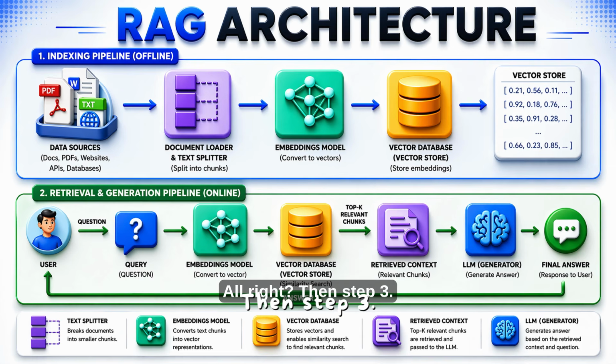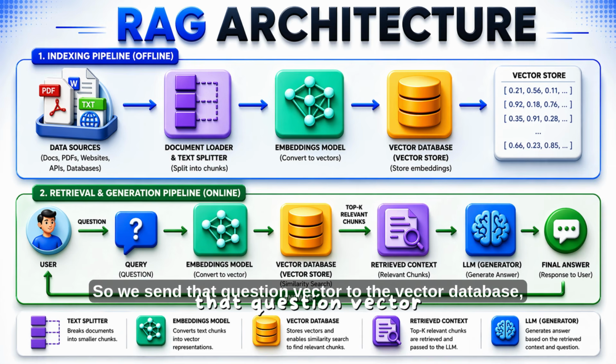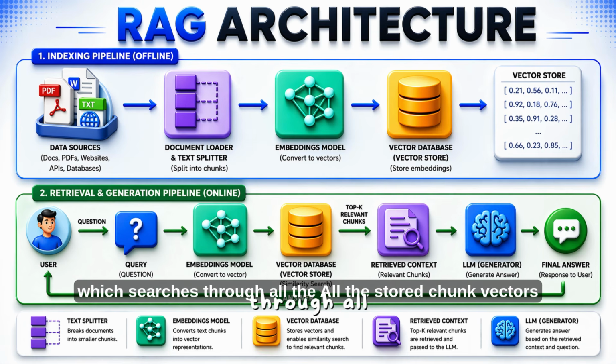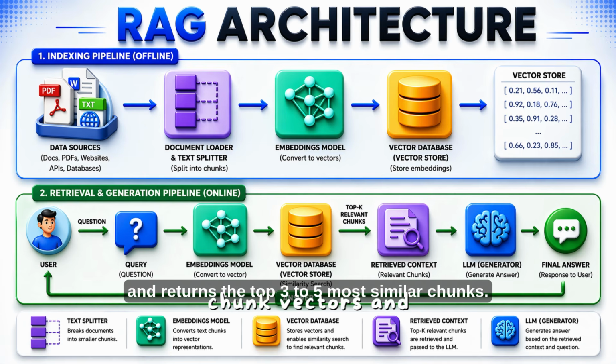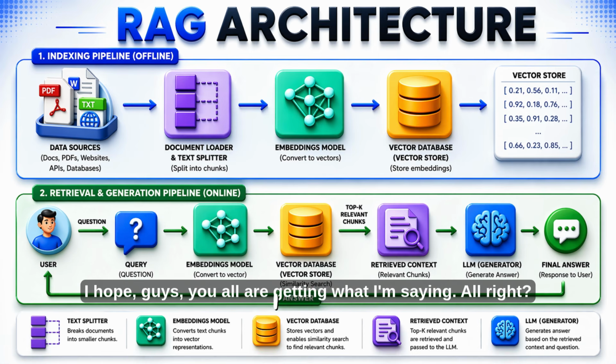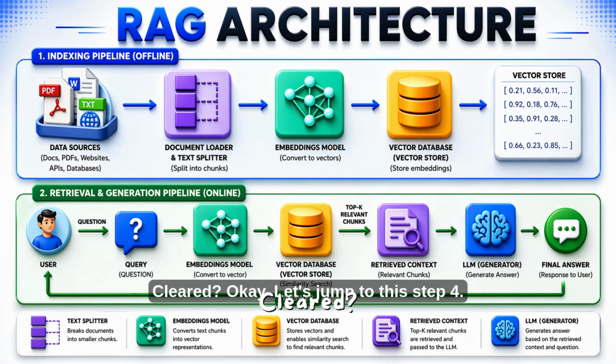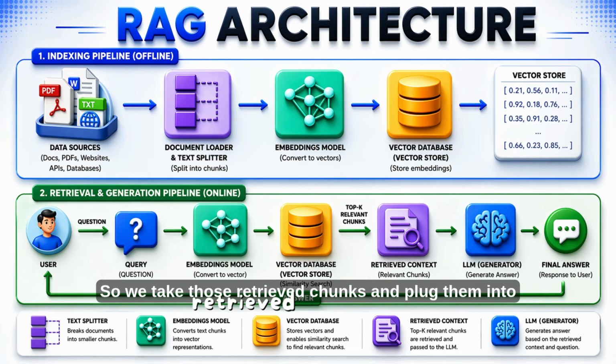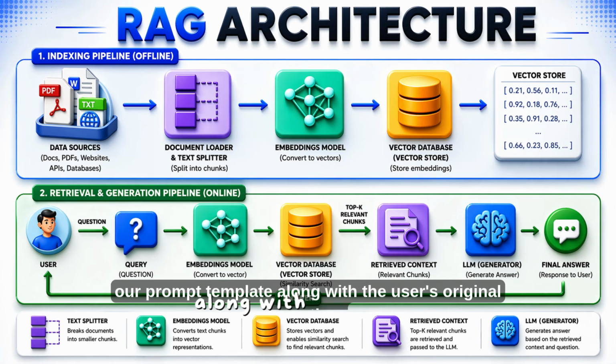Alright? Then step 3, we send that question vector to the vector database, which searches through all the stored chunk vectors and returns the top 3 to 5 most similar chunks. I hope you all are getting what I'm saying. Alright, clear? Okay, let's jump to step 4. We take those retrieved chunks and plug them into our prompt template along with the user's original question.